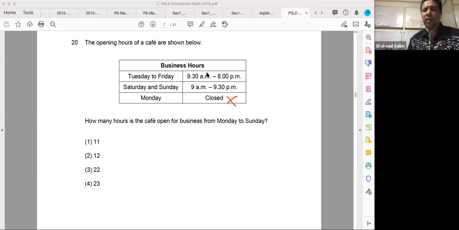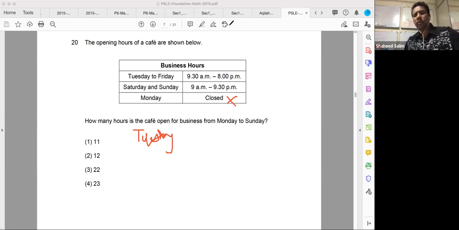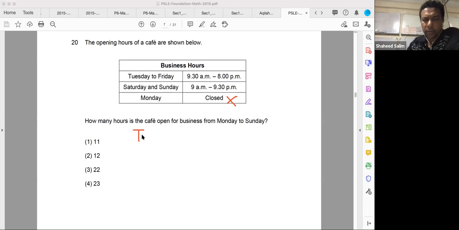How many hours a day? Then you times by 4 days. Saturday and Sunday. This is for 2 days. You count how much and then you times by 2 days. Then you add all of the hours together. Okay, first you find out how much Tuesday lah. Tuesday, how many hours? You're not right clearly. Tuesday, how many hours is that?